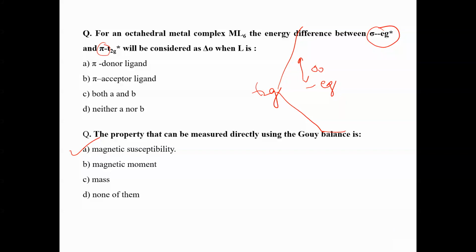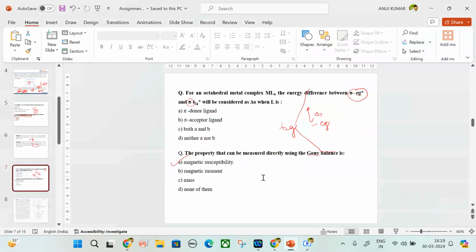So what you have to identify is, for an octahedral metal complex, the energy difference that will be considered as delta O when L is... because in one case it will be the delta O between bonding and antibonding, and in the other case it will be the energy difference between both the antibonding, that is eg star and t2g star. I will show you the diagram, but before that I am very keen to know if you know the answer, please.